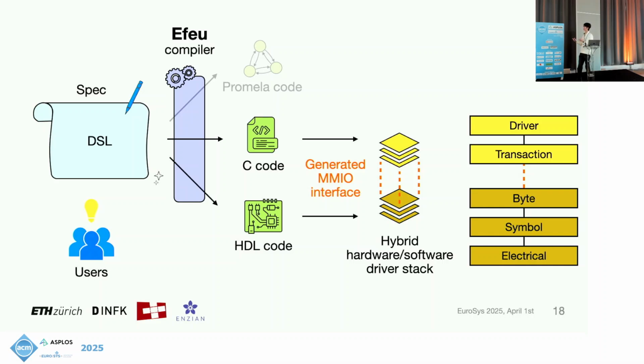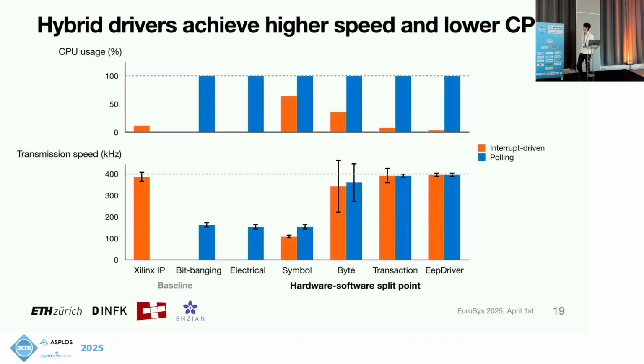The user can specify the split point between the software and hardware parts using just a compile time option, and the Efeu compiler will take care of it. So there's no change to the spec at all. And using this hybrid driver, we are able to achieve better performance. So here, from left to right, we move layers after layers into the hardware. The leftmost one, the electrical, is a purely software-based driver. And if we move the transaction layer and below into the hardware, we are able to reach almost 400 kilohertz.